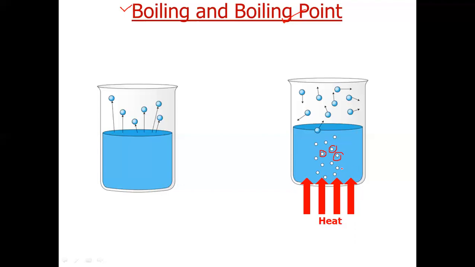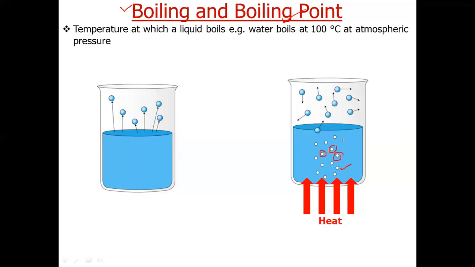When vaporization of molecules starts from the bulk and not only from the surface, which is indicated by the formation of bubbles in the liquid, we say the liquid is boiling. The state where molecules escape only from the surface is called evaporation. For water, the temperature at which it boils is 100 degrees Celsius at atmospheric pressure.